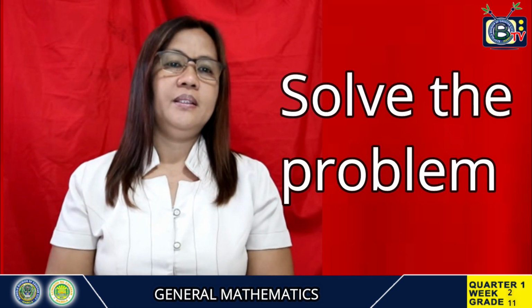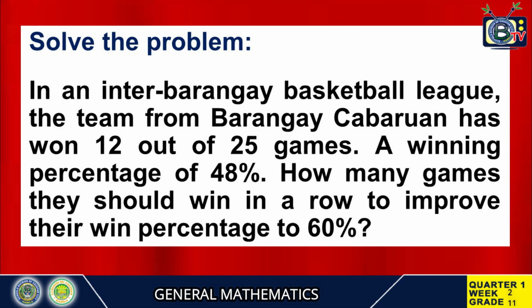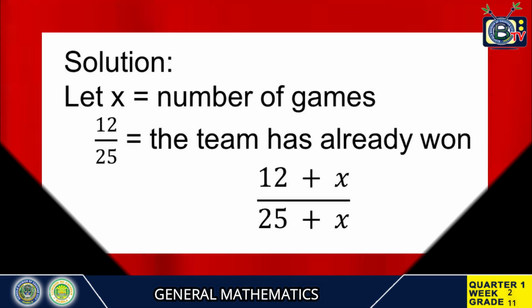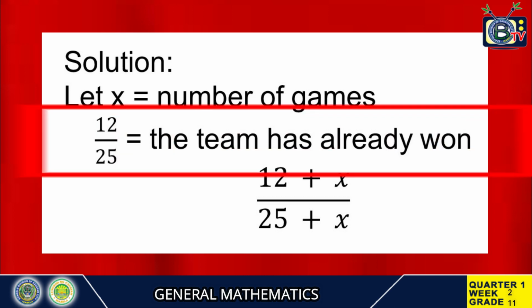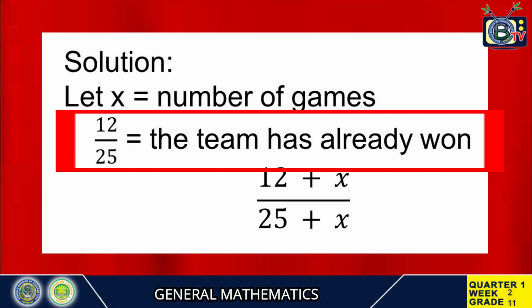Solve the problem. In an inter-barangay basketball league, the team from Barangay Cabarwan has won 12 out of 25 games, a winning percentage of 48%. How many games should they win in a row to improve their win percentage to 60%? Solution: let x represent the number of games that they need to win to raise their percentage to 60% or 0.6. The team has already won 12 out of their 25 games.